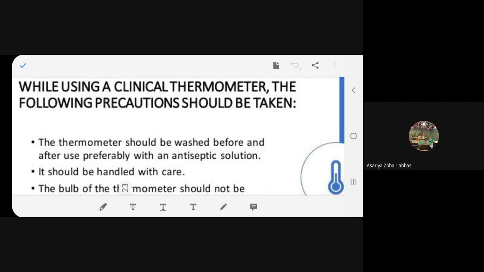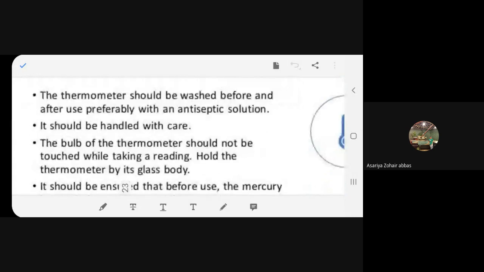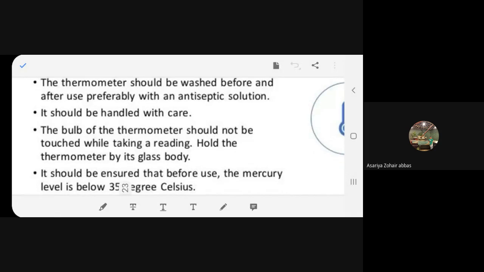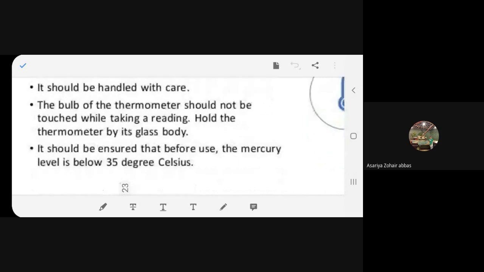So what are you supposed to do whenever you're using a clinical thermometer, beta? First, it has to be washed with an antiseptic solution. Then you have to give it a jerk so as to get it below 35 degrees Celsius. And you have to handle it with care, because it is made of glass. When you are taking the reading, do not touch the bulb of the thermometer, because if you touch the bulb, the reading will go wrong. So always hold a thermometer by the glass body and not by the bulb. And whenever you're using it, see to it that the level of the mercury is below 35 degrees Celsius. So these are the care that you should take before taking the temperature of the body.